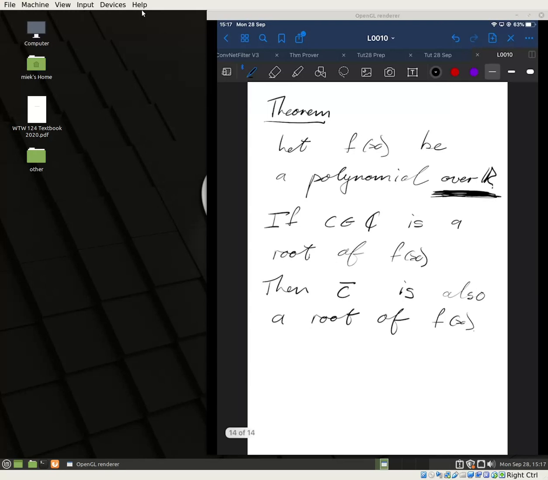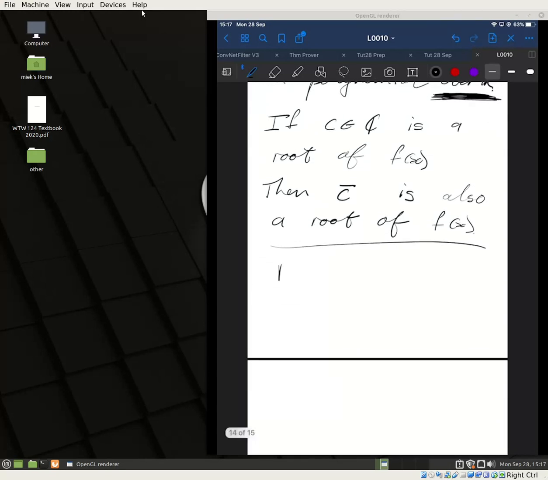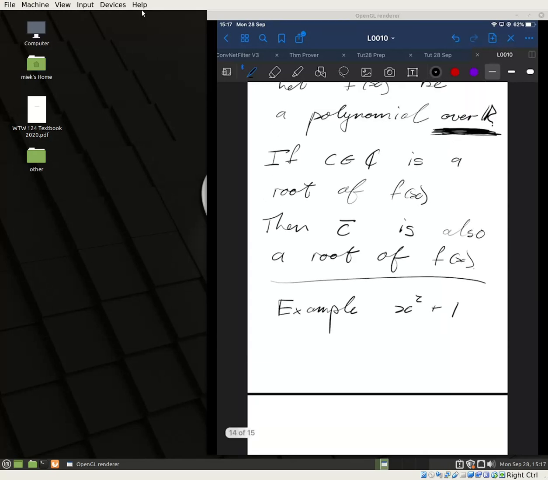So for example, there's a very simple example: x squared plus 1. So what are the roots of this polynomial? The roots are of course plus i and minus i. So plus i is a root, but its complex conjugate is also a root. So if you substitute it in for x here, you get 0. If you substitute minus i in for x here, you also get 0.